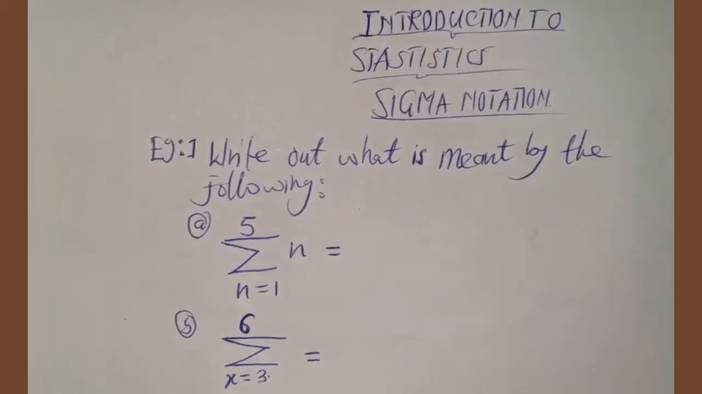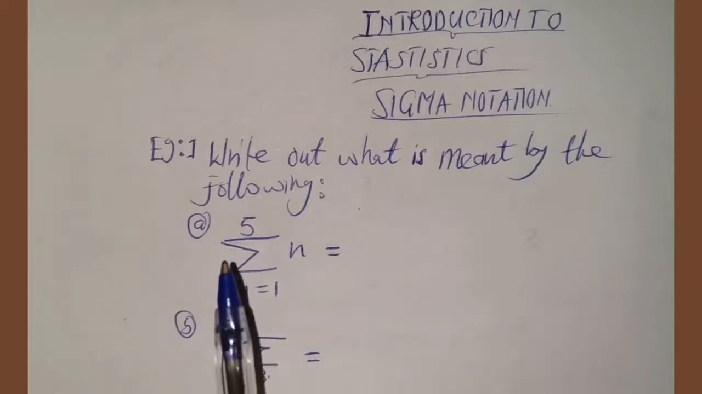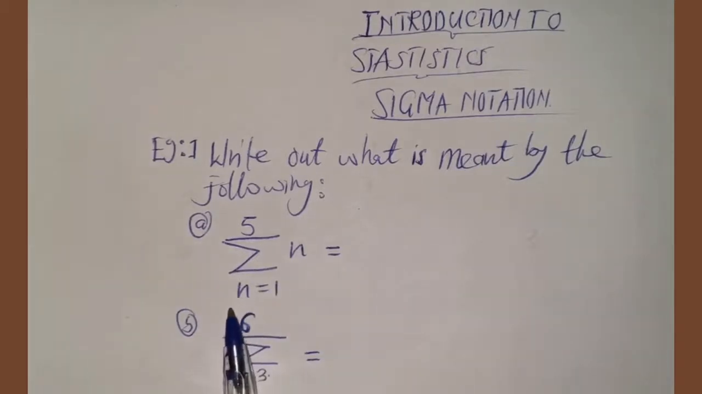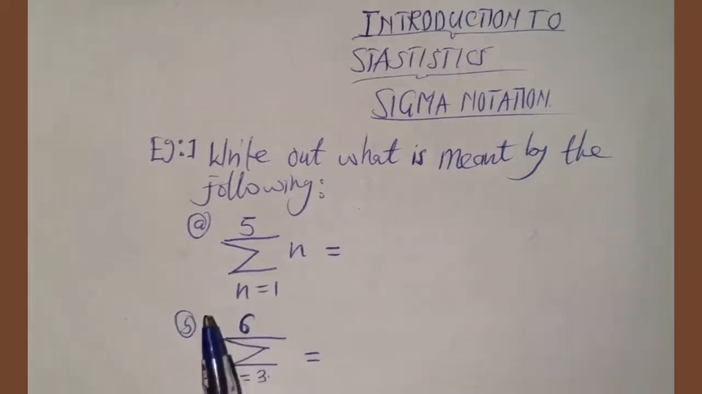You have to write out what is meant by the following. It is asking you to write a summation, that long word sum. You can also simplify this further to get your final answer. I hope that is clear. Here we said earlier that the value at the top is always the upper limit, the final value R will end with. Then the value at the bottom is the lower limit that R will start with.